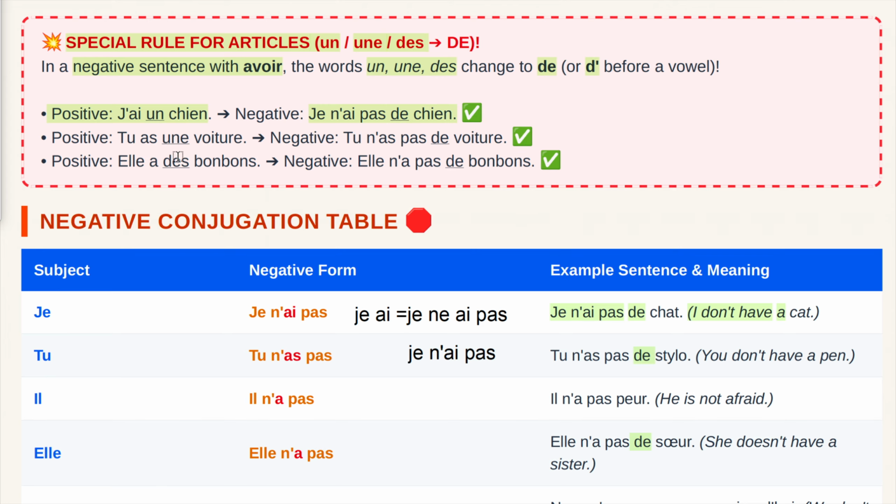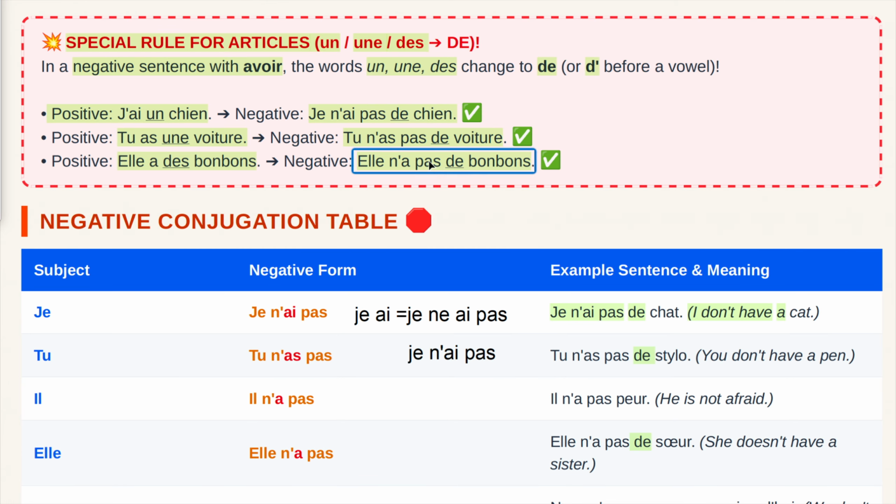Understood? Next, you have: tu as une voiture. Voiture means car. So we will not be using une, we will be using de. So it becomes tu n'as pas de voiture. I'll be explaining this further. Then elle a des bonbons, which means she has sweets. She does not have sweets is elle n'a pas de bonbons. You're never going to use des here, so you're always using de.